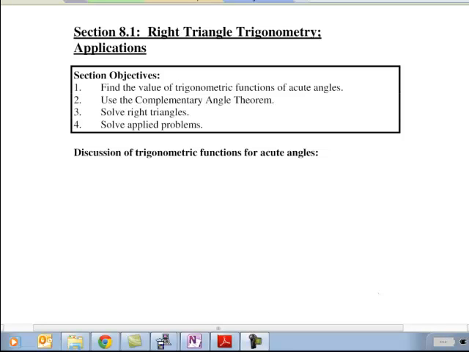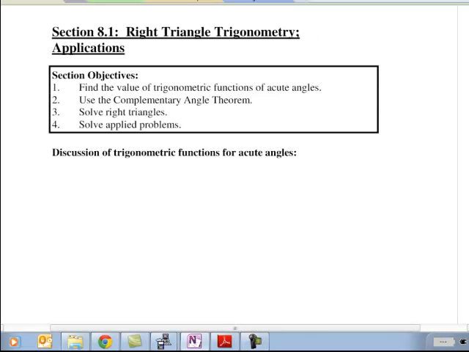Now we'll turn our attention to, instead of looking at trig functions defined from a unit circle perspective, we're going to look specifically at trig functions for right triangles. So what we want to think about first is, if we have a right triangle, let's say this is our right angle. Let's call this angle theta.